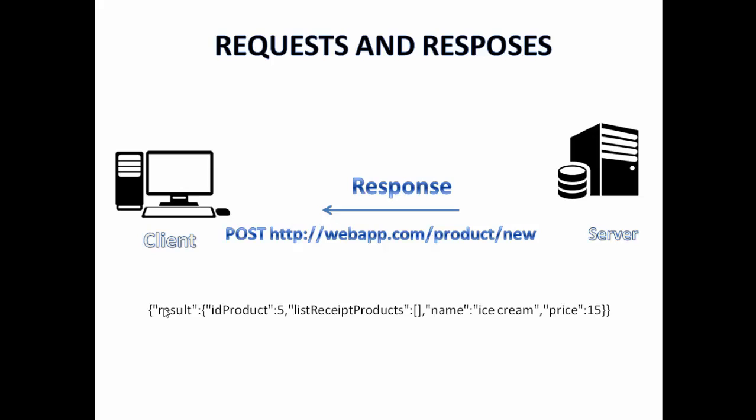So the response is going to be ID number 5. It's not responding with a list of received products; we'll talk a little bit about this later. And the product is named ice cream and 15. So it pretty much said, okay, here's your object back, and here's the ID of the object that was inserted in the database. So having this information is very useful on Studio.